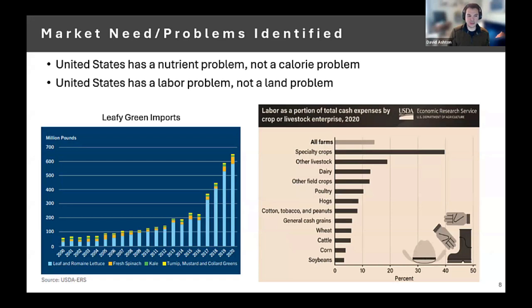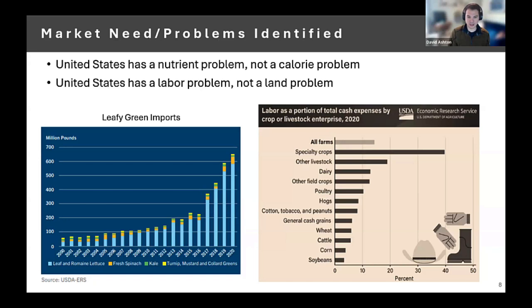And so people ask, why aren't we growing things of higher calories? We want to grow things with high nutrients because the United States has plenty of calories, but most Americans are nutrient deficient. And like I said before, we believe the United States does not have a land problem. There's plenty of land in the United States. We have some of the most land in the world, but we have significant labor shortages.